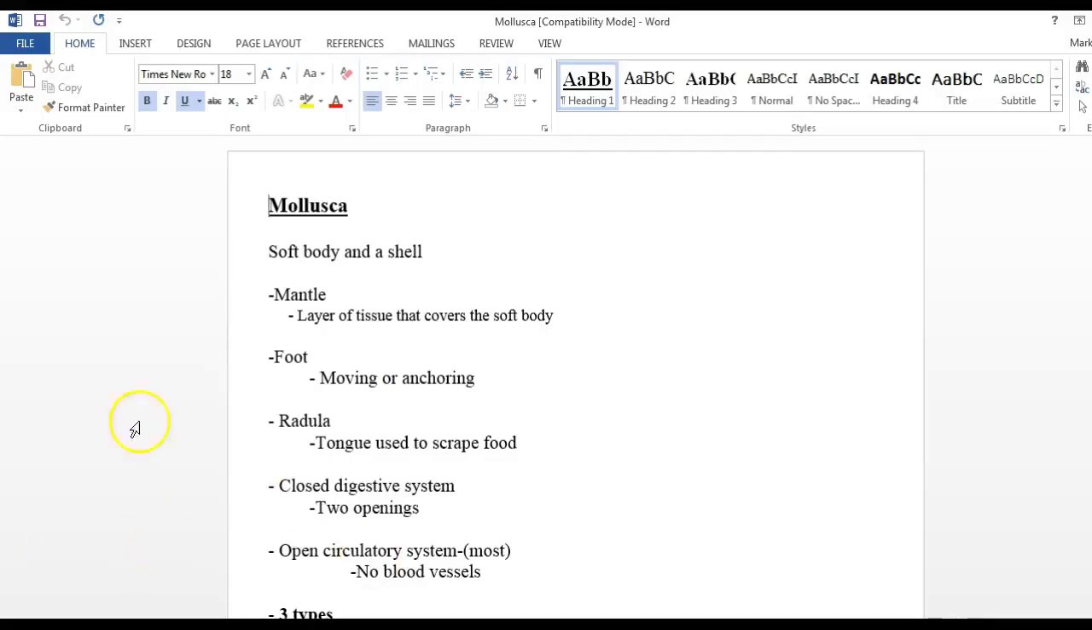The first one is a soft body and shell. Now some have a reduced shell, like a squid. Some have two shells, like a bivalve, like a clam or an oyster or a scallop. They have two shells. And the one that has a reduced shell, like the squid, they have this thing called a pen. Doesn't look like much of a shell, but some people say it is. But all of them have a soft body.